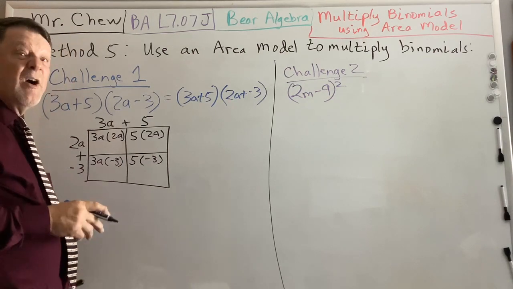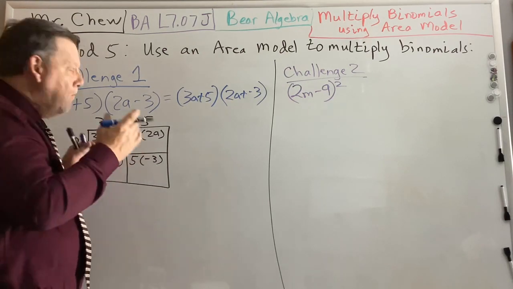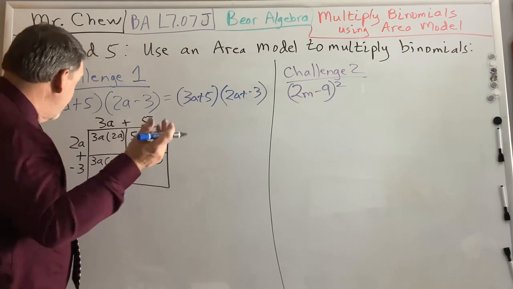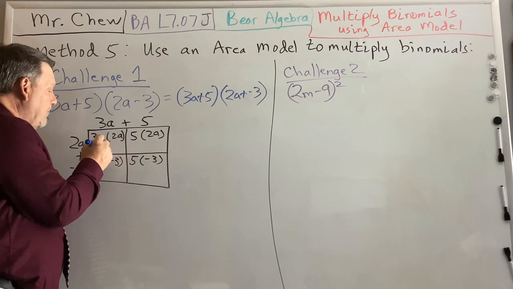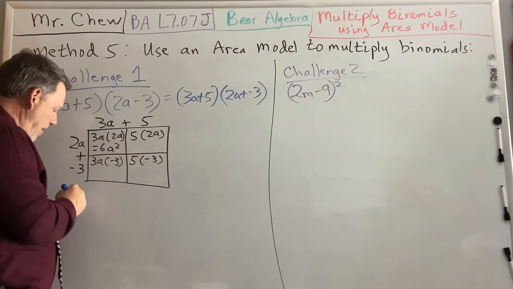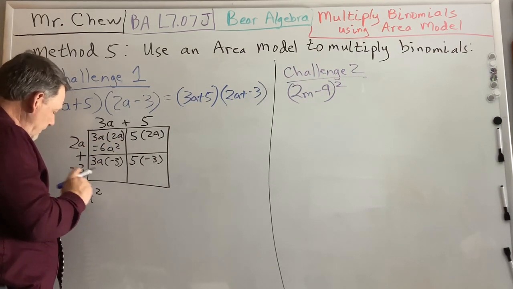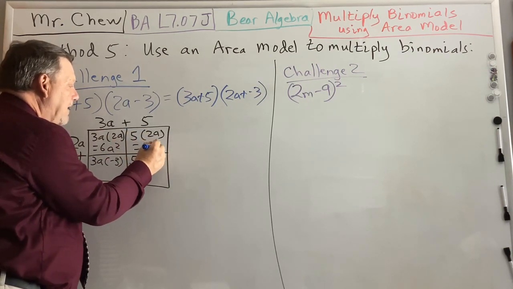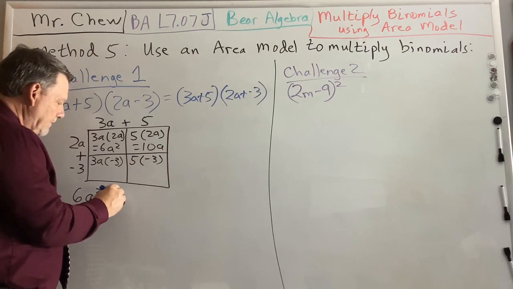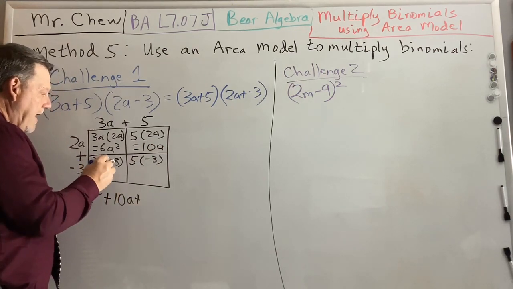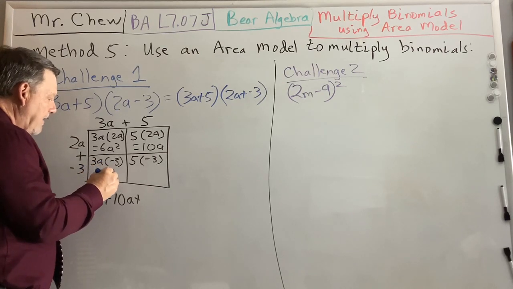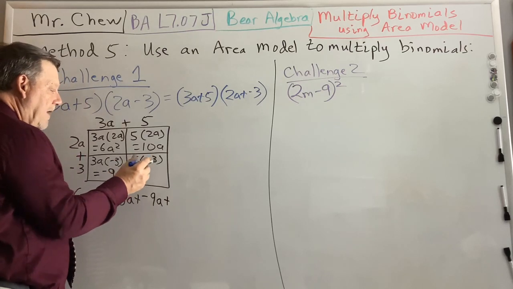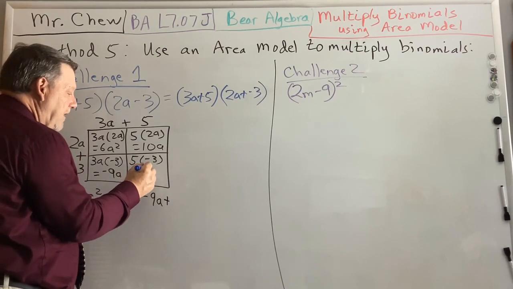All right, now what do I do? I take each individual smaller rectangle, multiply the 2 terms, and then write it down here together, then combine like terms, and I'll have my answer. 3a times 2a is 6a squared. 5 times 2a is 10a. 3a times negative 3 is negative 9a. 5 times negative 3 is negative 15.